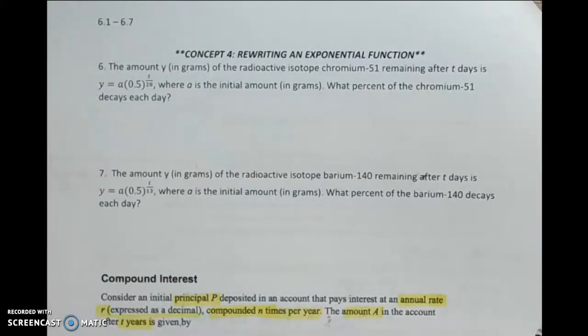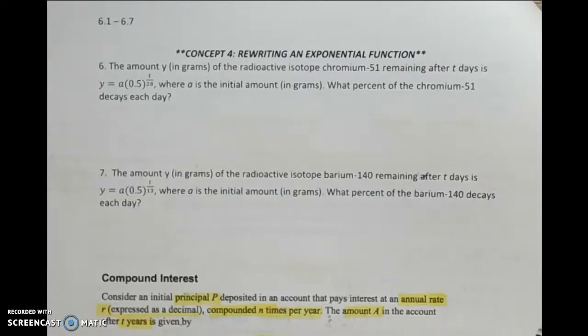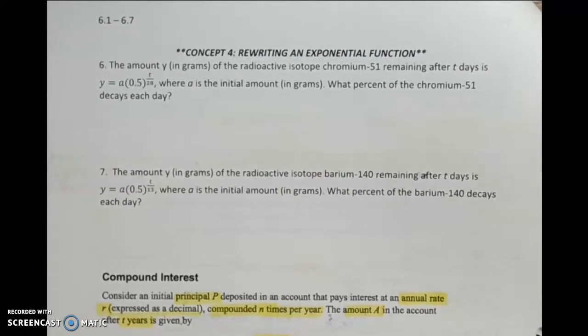Concept number 4, rewrite an exponential function. The amount y in grams of the radioactive isotope chromium-51 remaining after t days is y equals a times 1/2 to the t over 28th power, where a is the initial amount in grams. What percent of chromium-51 decays each day? Alright, so what we're going to do with this is we're going to take our equation and plug in everything, and we're going to solve for percentage.